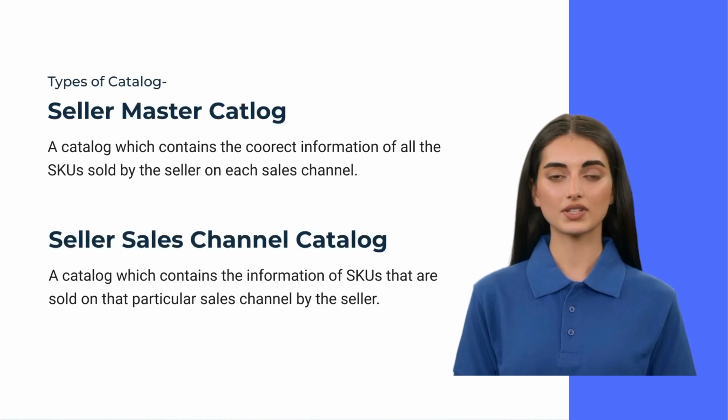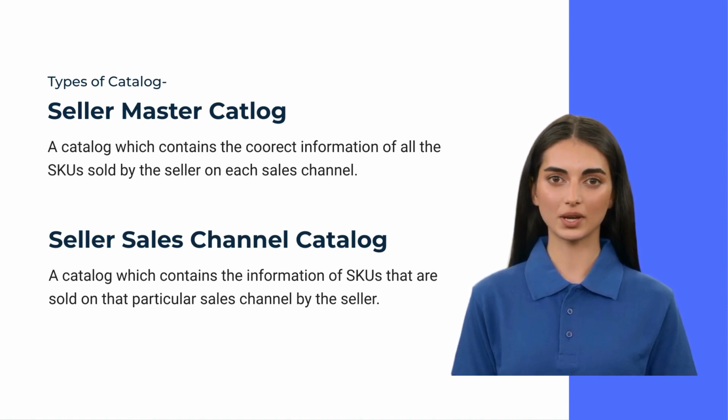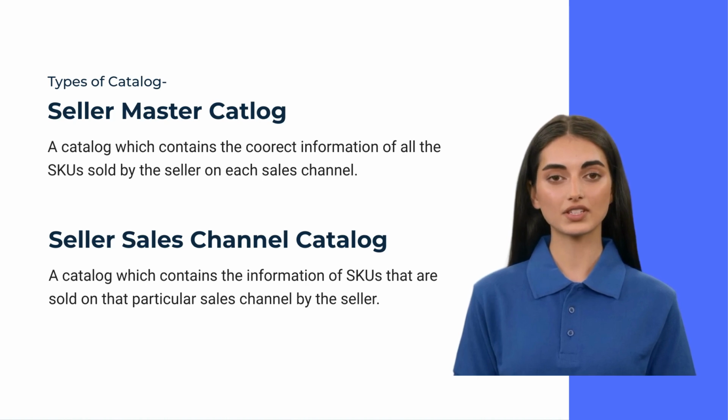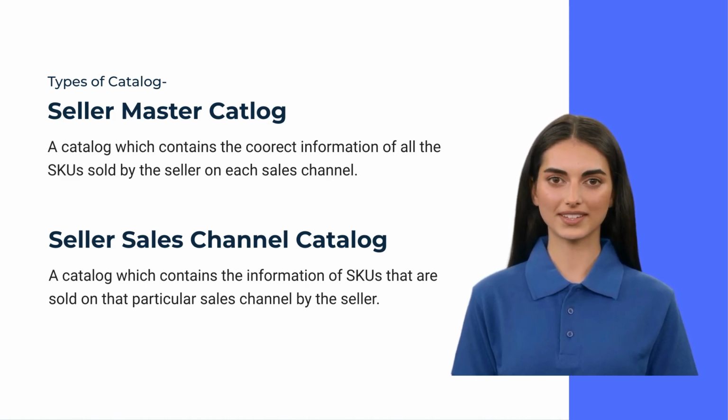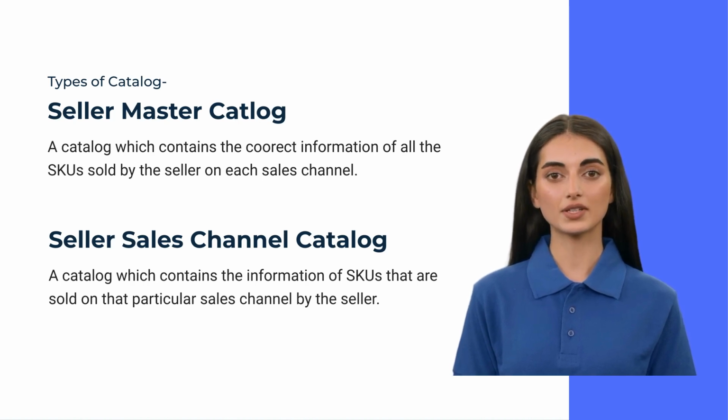A seller master catalog contains the required information of all the SKUs sold by the seller on each sales channel, while a seller sales channel catalog contains the information of SKUs that are sold on that particular sales channel by the seller. Let's see how catalog comparison is done.